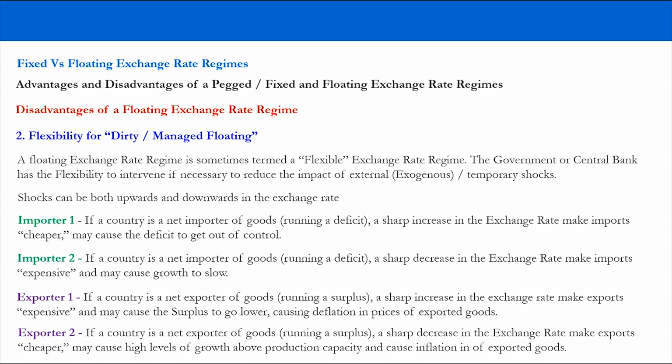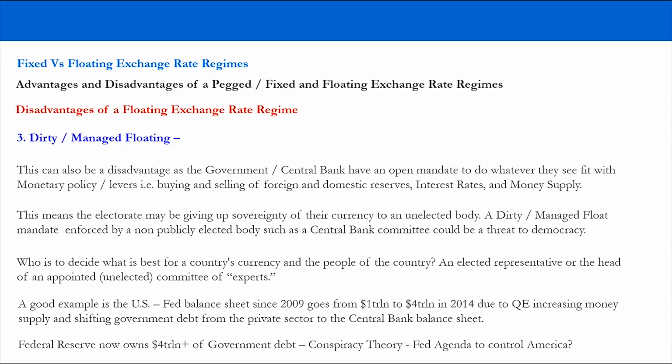That flexibility can also be a disadvantage because the government or central bank, so central authorities, in a flexible situation also have an open mandate to do whatever they see fit with monetary policy levers. So they can buy and sell foreign and domestic currency reserves, use interest rates and money supply in order to manipulate the value of the exchange rate.